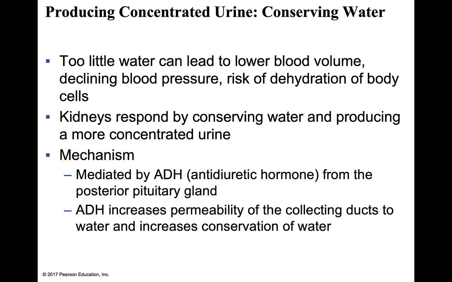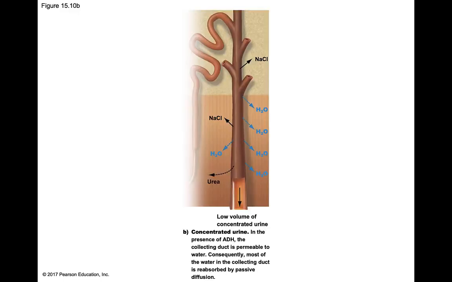Now, this mechanism is mediated by ADH, antidiuretic hormone, and remember this comes from the posterior pituitary. What ADH does is increase the permeability of the collecting ducts to water and increase the conservation of water. So in this situation, there's actually more water pores for water to move through. And because of that, there's less urine, and the urine that is there is highly concentrated.